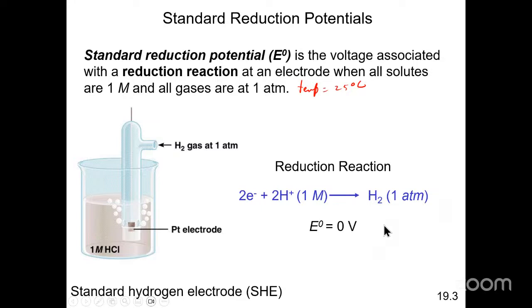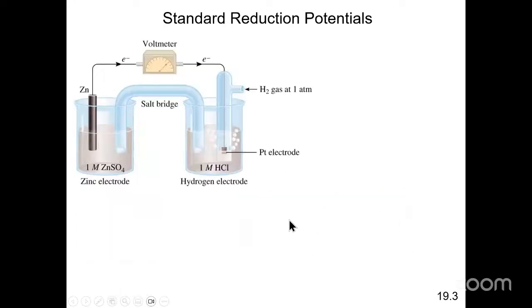Okay, so how do we determine the reduction potentials of other electrodes based on this? Well, what we do, as I said before, is hook up the particular electrode to the standard hydrogen electrode, right? So in this case, we're hooking up the zinc sulfate, or the zinc electrode, to this, right?